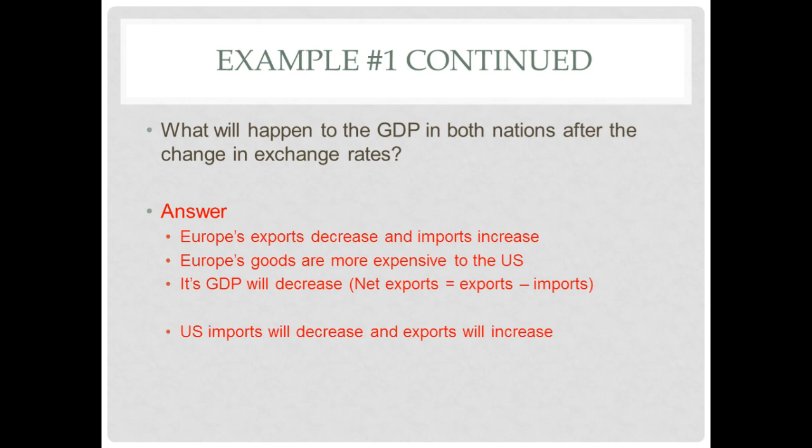Because the US currency depreciated in value, its imports will decrease. Their goods will be more expensive to us. But our exports will increase because our goods will be relatively cheaper to them. And again, we've summarized that here. So what's the consequence of that for our GDP? Well, our GDP will increase because, again, thinking about what net exports mean, exports have increased in the US and imports have decreased, and therefore GDP will increase.